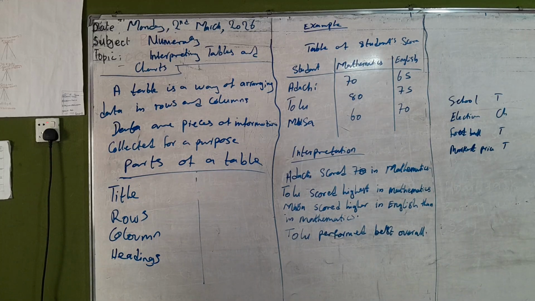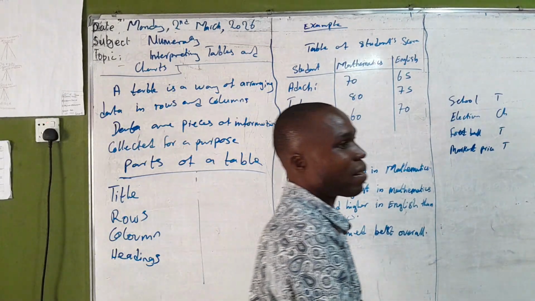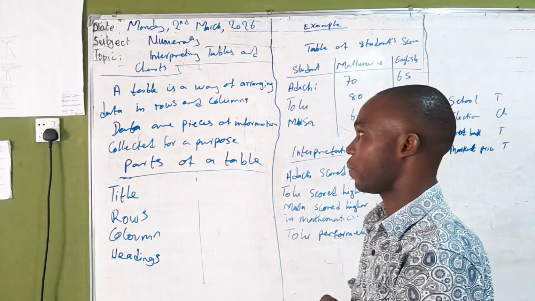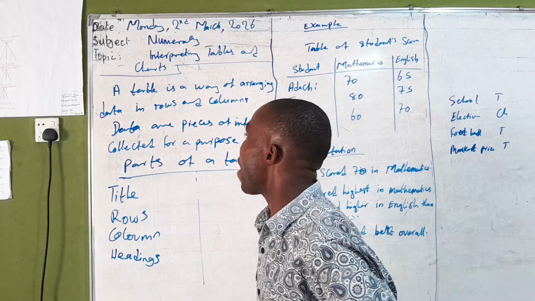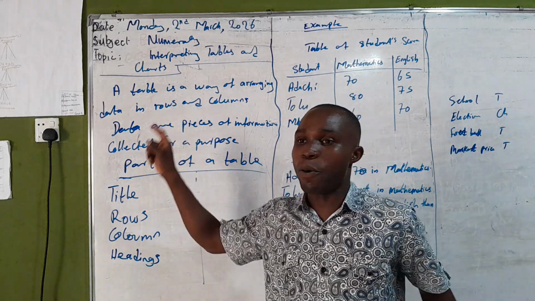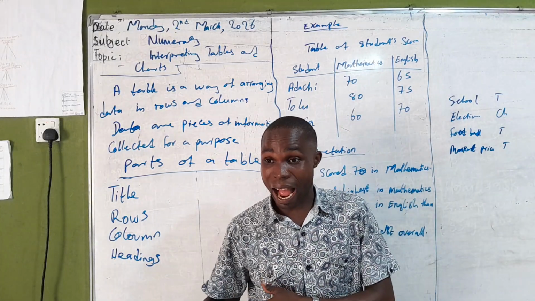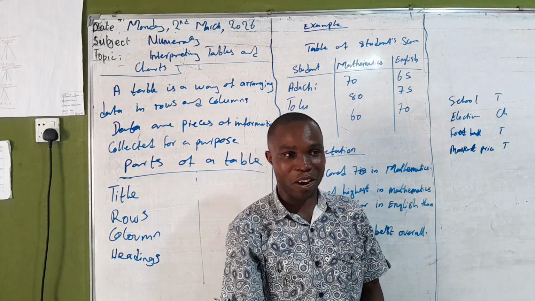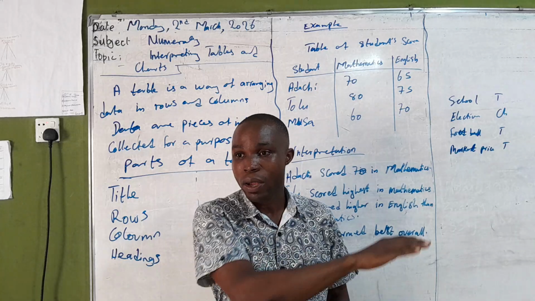We are going to look at the topic, interpreting tables and charts. Let's say it: interpreting tables and charts. We have the definition of a table over there. A table is a way of arranging data in what? Rows and columns.